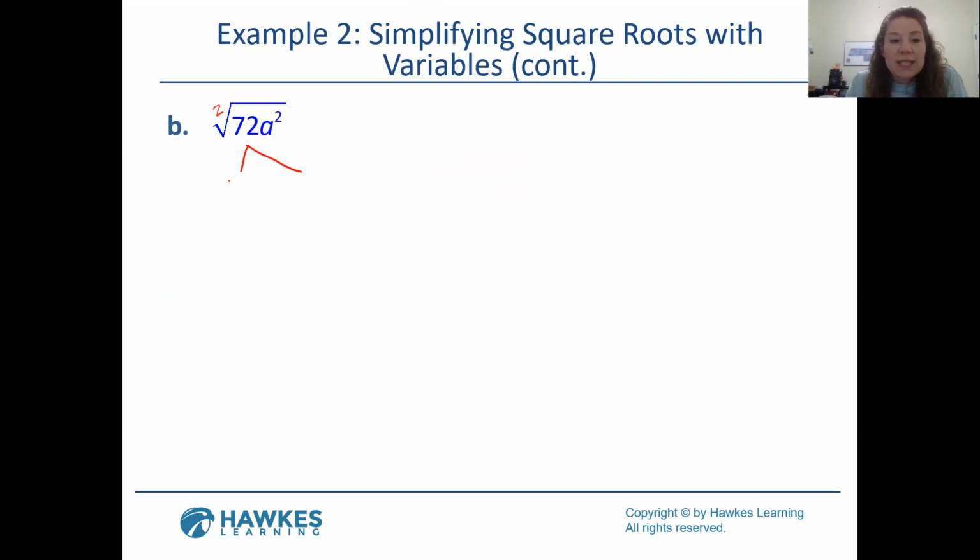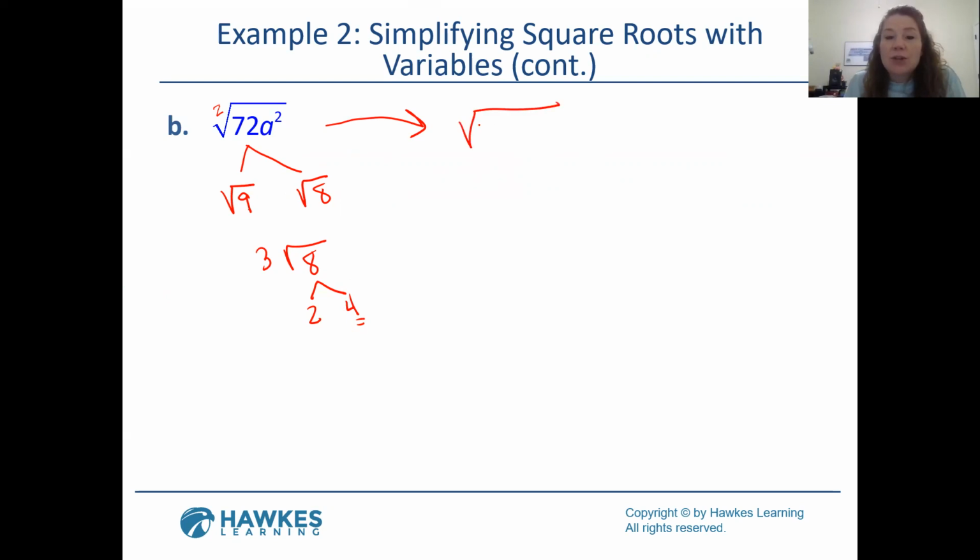Now, what if I used 9? Let's say I said, okay, the square root of 9 times the square root of 8 is 72. And let's say I do 3 square roots of 8. Well, the reason Hawkes would count this wrong is because 8 has a factor that is a perfect square. 2 times 4 is 8, and 4 is a perfect square. You understand? So that's why having that list in front of you is so important, so you can pick out the biggest number that is a factor of 72.